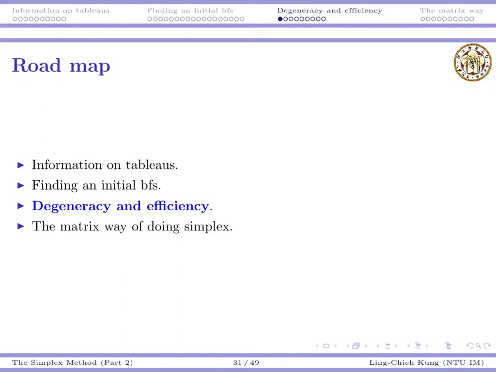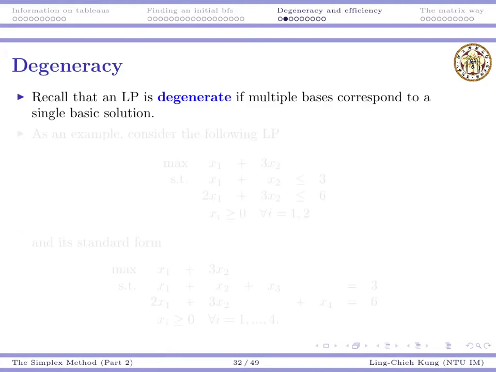Okay, so now we're going to our next topic. It's about degeneracy of linear programs and the efficiency issue. These two things are definitely related, and that's the reason that we put them in the same video. Okay, so we mentioned this in the previous week.